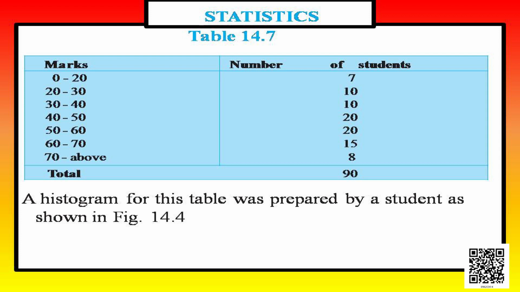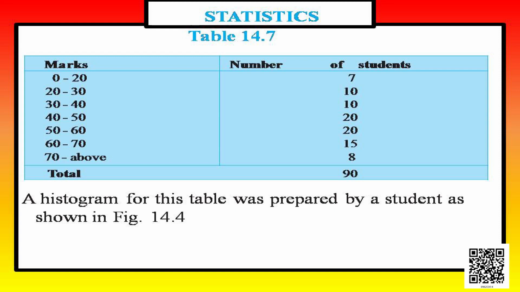They are 7, 10, 10, 20, 20, 15 and 8, and the total is 90. Now look at the figure, look at the histogram, they are all the same. So, there is no width difference between the bars in the figure. The first one is indicating 0 to 20, that is of width 20. Then we are having all the classes up to 70 of width 10, and the last one is of width 30. Now let us see the table first.